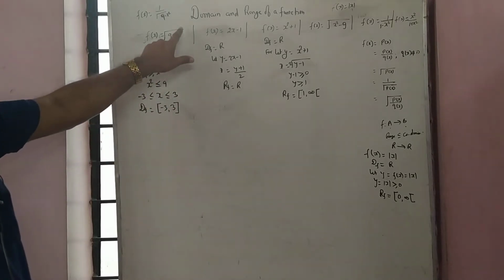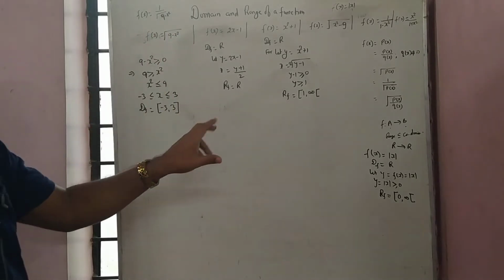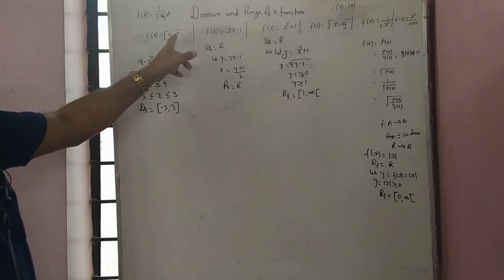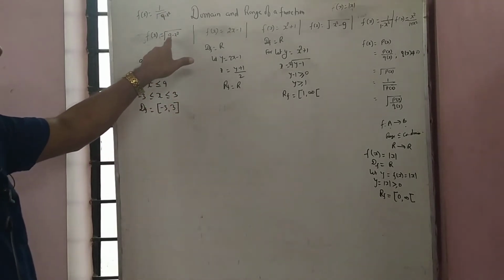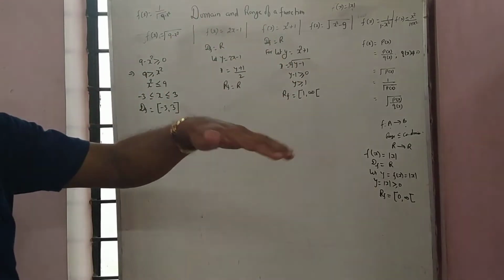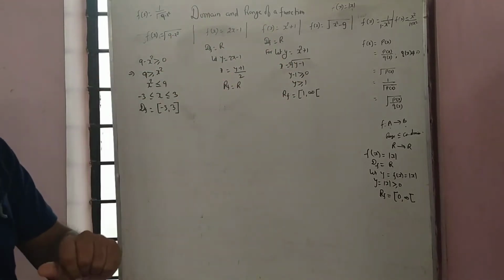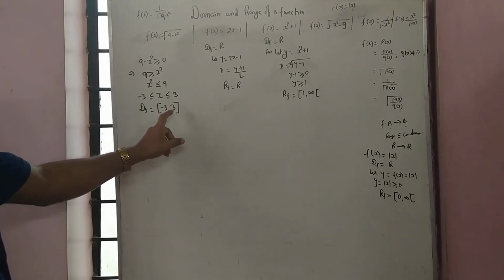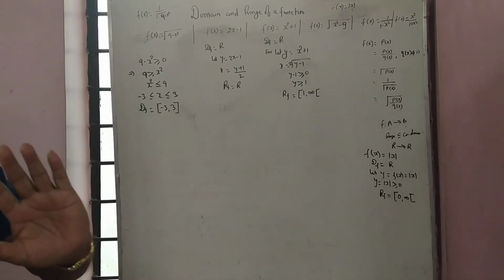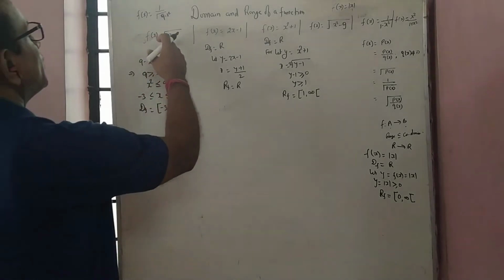Why? Putting 3, 3 square is 9, 9 minus 9 is 0. If you put more than 3, say 4, then 4 square is 16, 9 minus 16 is minus 7, inside the root is going to be negative, an imaginary number. So that's why the value of x is not allowed to be more than 3. Similarly, not less than minus 3. So therefore you got the domain of this.